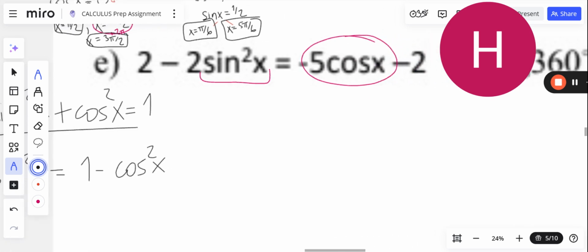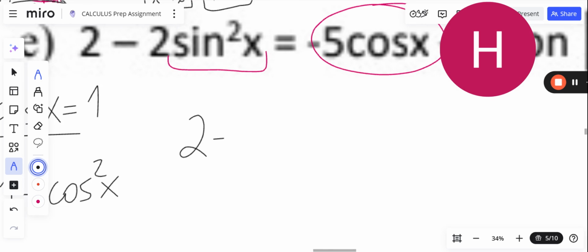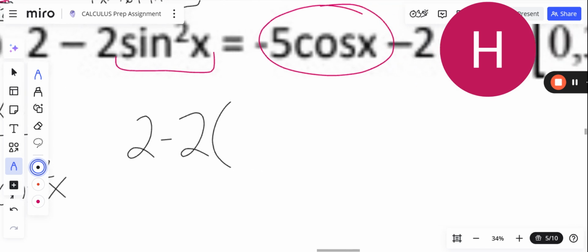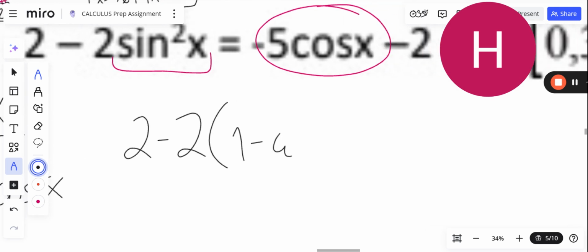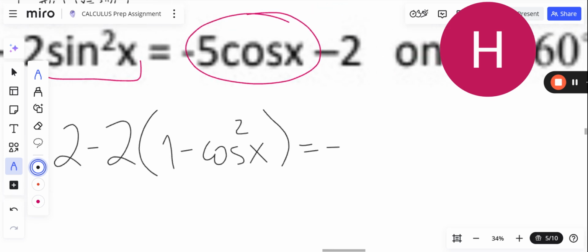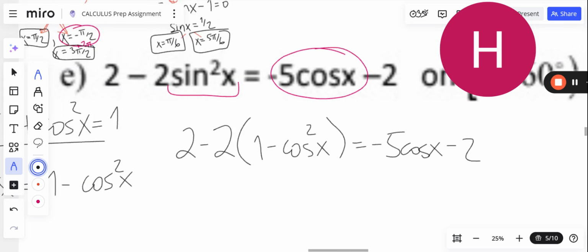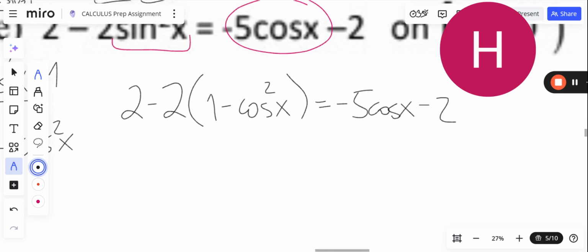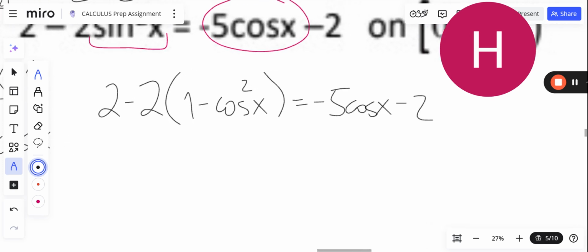So let's change this entire equation. Let's call it 2 minus 2 times, instead of sine squared, 1 minus cosine squared, equals negative 5 cosine minus 2. And we can work this out, but now you can probably see that it's much more clearly a quadratic. It's a quadratic in cosine. So let's make a substitution for cosine. Let's say u equals cosine.